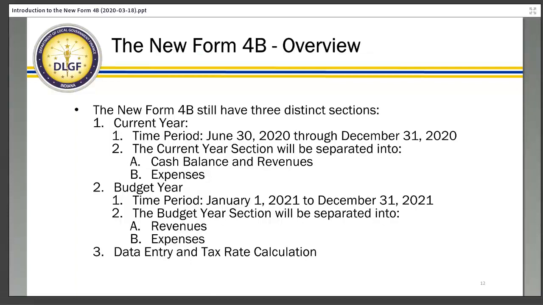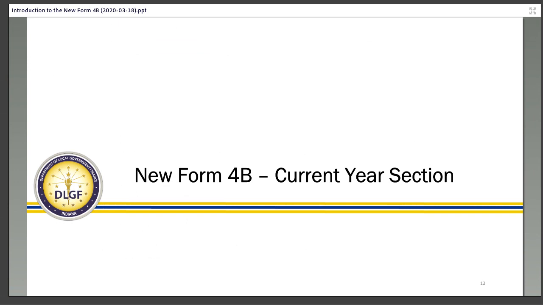In the budget year, we're going to be looking at the time period from January 1 of 2021 to December 31st of 2021. We're going to break down the budget year section into two subsections, one for revenue, one for expenses, and then finally we'll take a look at the data entry and rate calculation sections. So let's start by examining the current year section and what lines will fall into that grouping.